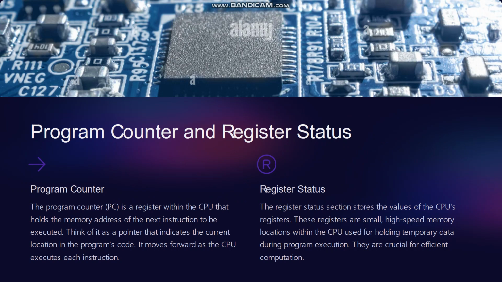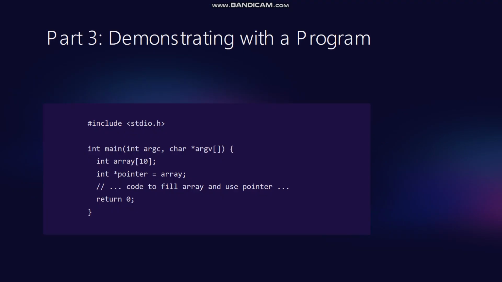Register status. The register status section stores the values of the CPU's registers. These registers are small, high-speed memory locations within the CPU used for holding temporary data during program execution. They are crucial for efficient computation.